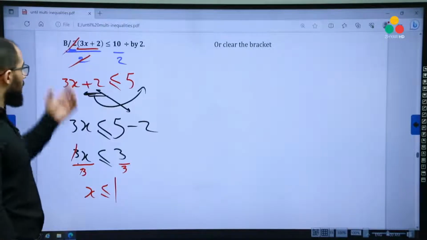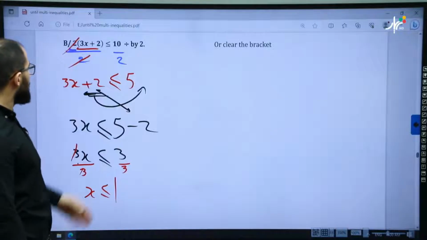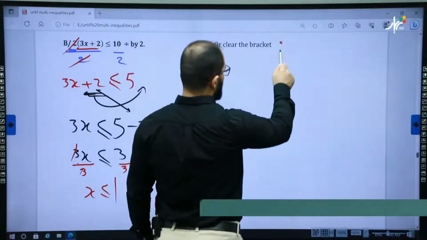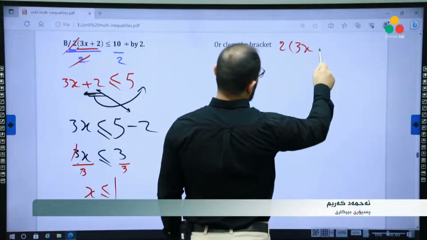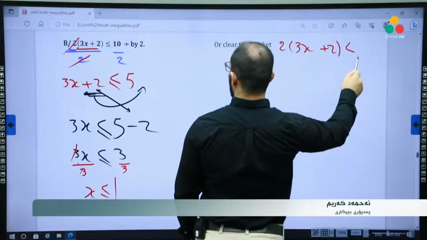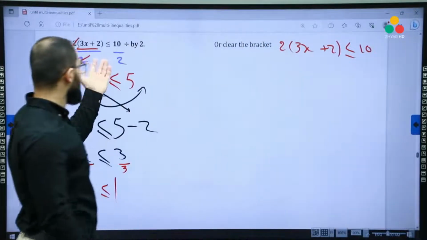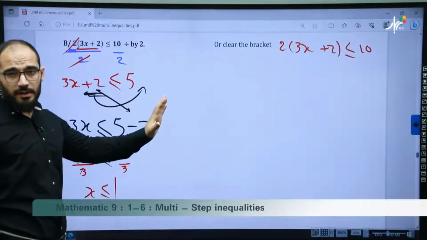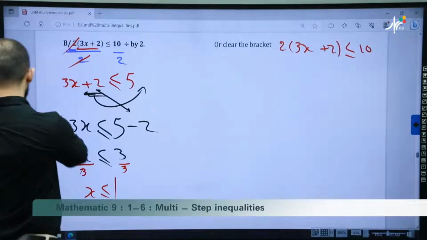Maybe you say, I did not solve by that way, I'm going to solve by another way. What is the other way? It is to clear the bracket. It means we have 2 times (3x plus 2) less than or equal to 10. Maybe you don't have that idea to divide it by 2, you are going to solve by the other way. Both of them are correct, and you can write any of them in the exam.